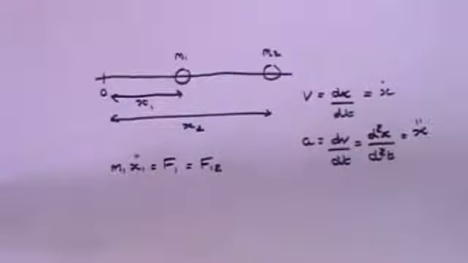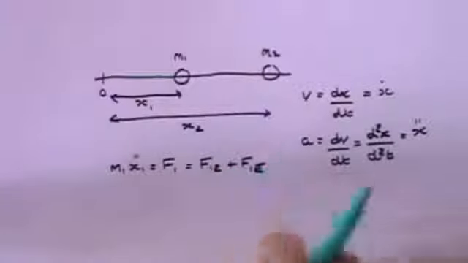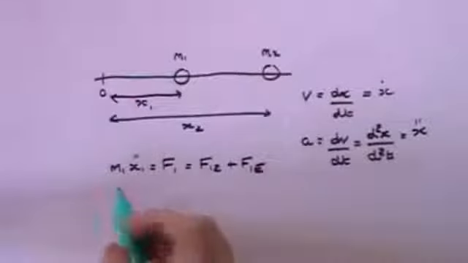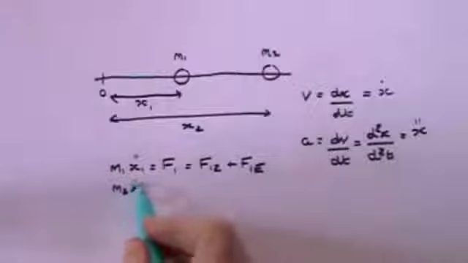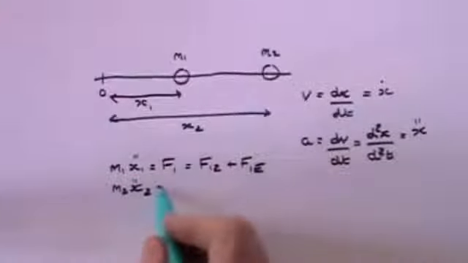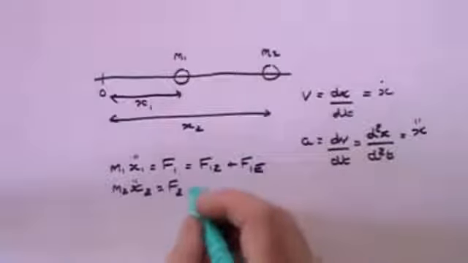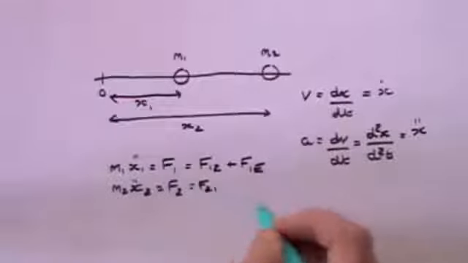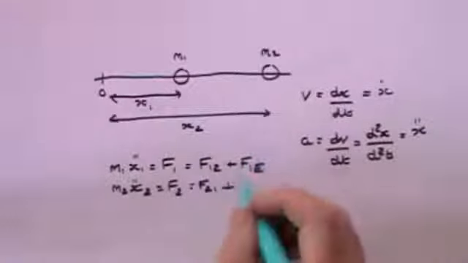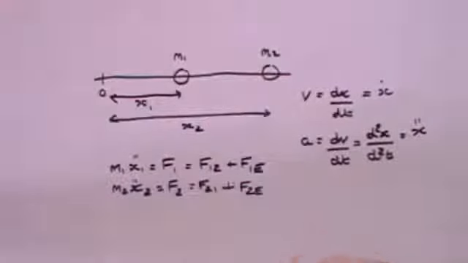in whatever way it is impacting, plus any external force acting on mass 1. Similarly, mass 2 times the second differential of x2 is equal to the force on mass 2, which equals the force on mass 2 due to mass 1, plus the external force acting on mass 2.